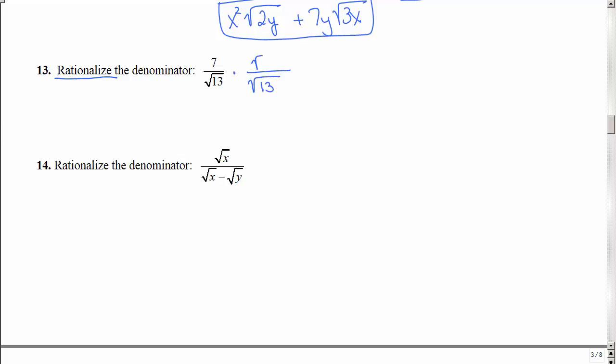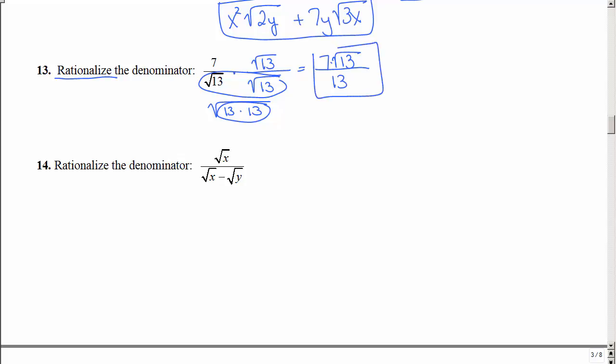So if you multiply by the square root of 13 on top and bottom, that is the square root of 13 times 13, which just gives you 13. On top, I can't multiply those per se. I can just stick them together with implied multiplication. And that's it. You can't reduce it. That's it.